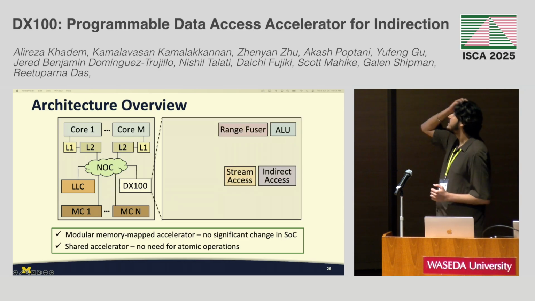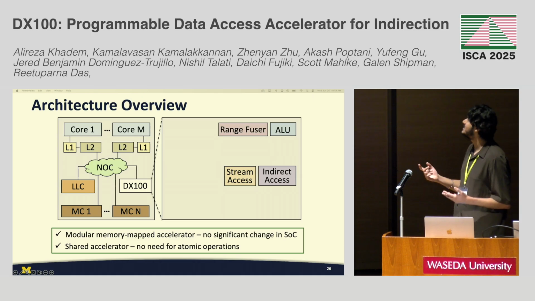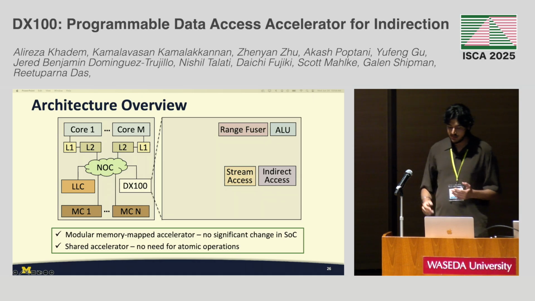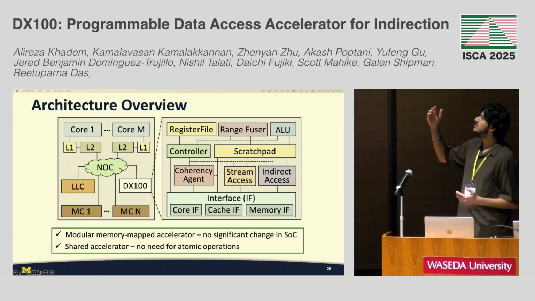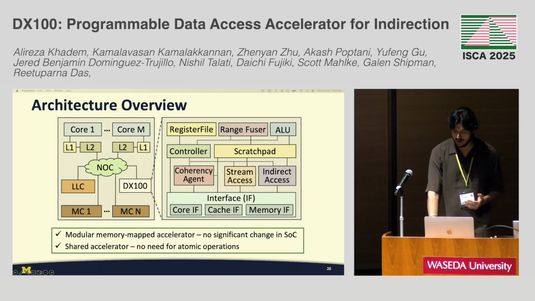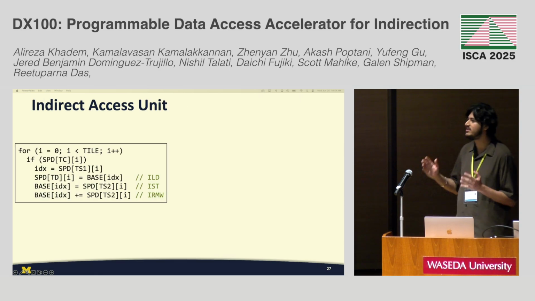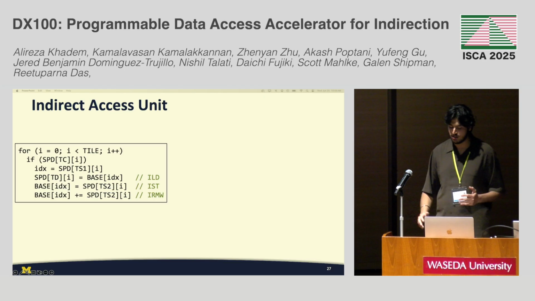DX100 includes 4 functional units: the range fuser, ALU, stream access, and the indirect access. There are other units which help in the communication of DX100 with the core, the caches, and the memory controller. The most important unit is the indirect access, and therefore we'll focus only on that for this talk.